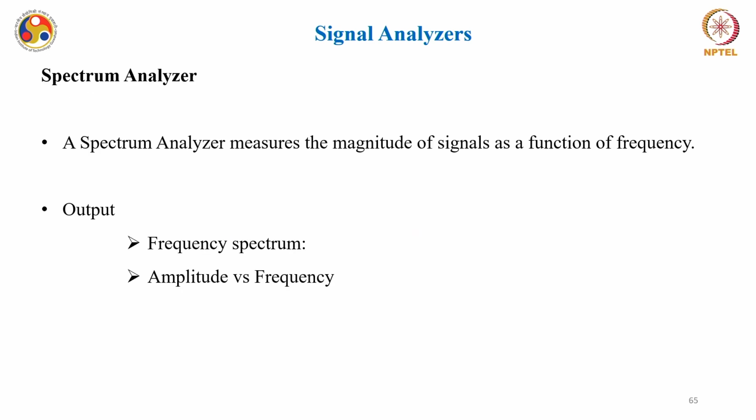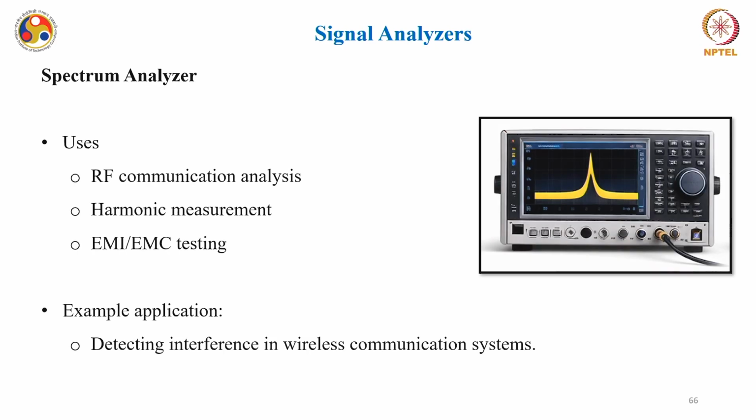If you talk about these analyzers, say a spectrum analyzer, it measures the magnitude of the signal as a function of frequency. So the output is amplitude versus frequency, which is a kind of frequency spectrum that is required for analysis of the signal. It is very useful in RF communication analysis, harmonic measurements, and for EMI, EMC testing and shielding.